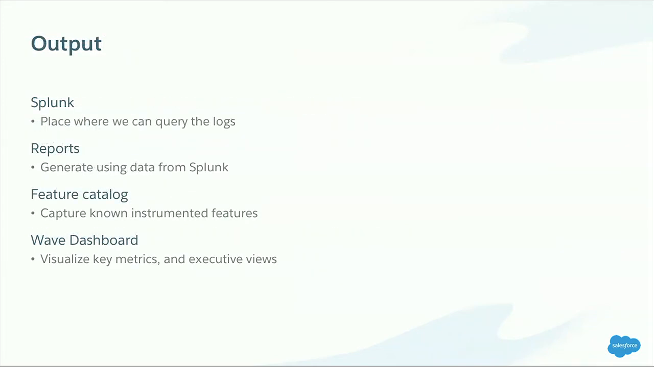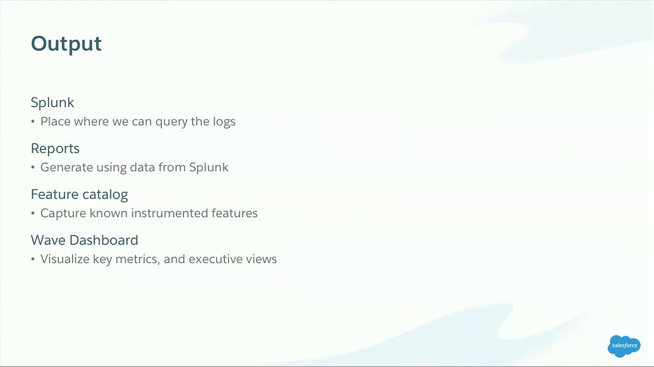So what happened when we put that all together? So this is our output. We have our logs in Splunk. That's where most of the tech and product people live. They go in and query logs, and then they can create reports out of this Splunk data, as well as capturing all the non-instrumented features in our feature catalog. So that's how we continue to know these are the features that we have notified and things we need to improve on.